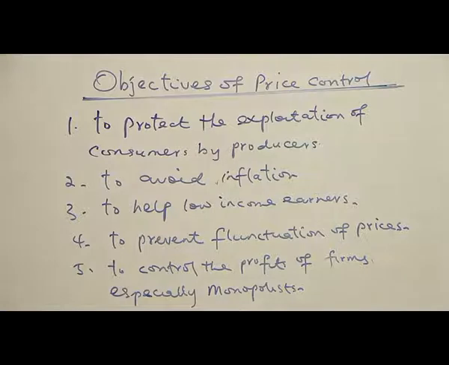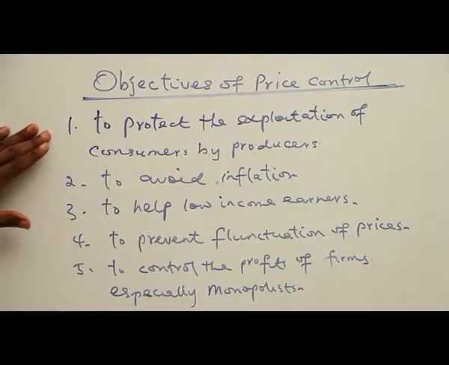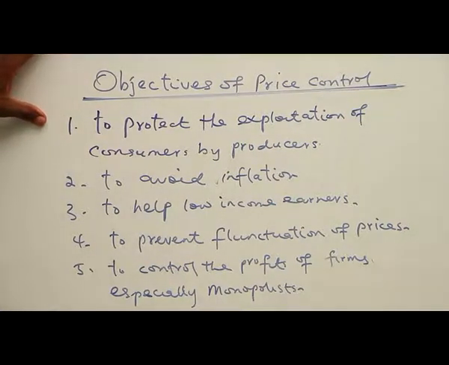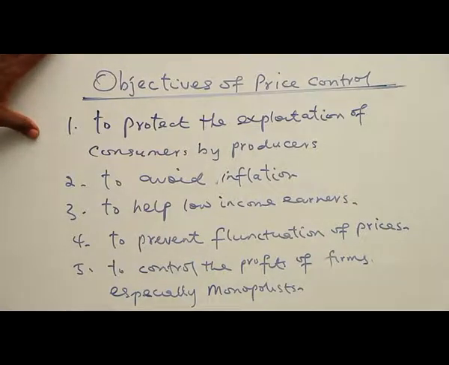These are some of the objectives that they want to achieve through the law, price legislation. Number one, to protect consumers from exploitation by producers. We said it, that government will try to put in place a minimum price and a maximum price, and the essence is to protect consumers, particularly in the area of essential commodities.